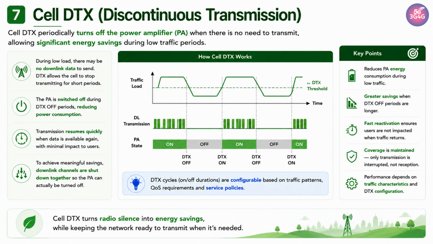But to achieve meaningful savings, the downlink channels need to be shut down together. If some signal still needs to be transmitted, the power amplifier may not be able to actually switch off. So cell DTX is not just about creating small gaps, it is about organizing transmission so that the radio can enter a low power state during the gaps. When traffic returns, transmission must resume quickly, so users are not affected. This is a recurring theme in mobile energy saving. Sleep when possible, wake quickly when needed.